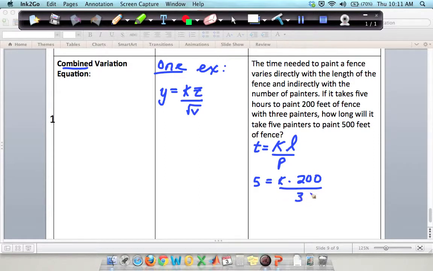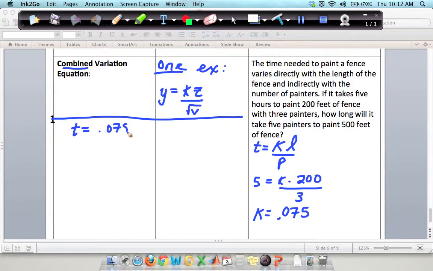Okay, so now we're going to stop. I'm not going to answer the rest of that till I find K. So this is the equation I need to solve for. And when you solve for K, you get 0.075, or you can have it in fraction form. It doesn't matter. You'll have 15 over 200, which is 0.075. So I'm actually going to come over here and rewrite the equation. T equals 0.075 L over P. Okay, so that's our variation equation, now that we found K.